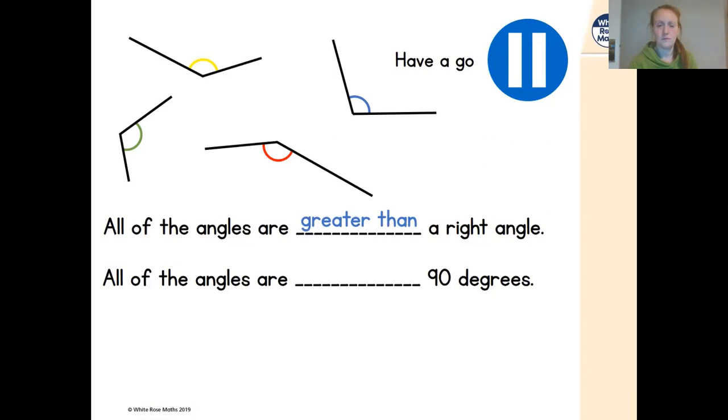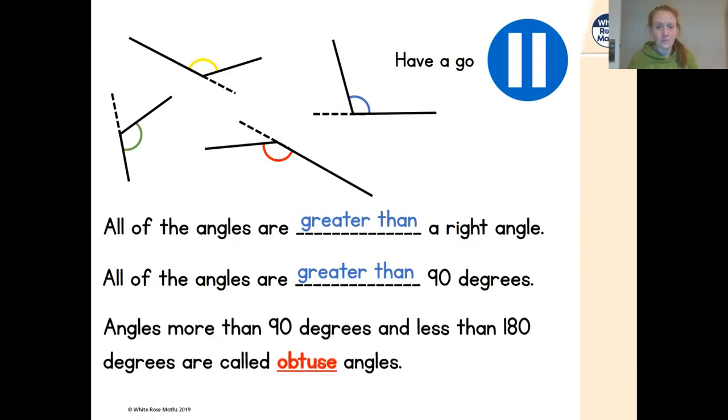So that means all of these angles could be greater than, bigger than, and so on, 90 degrees. So these angles are called obtuse angles, because we can see that they're more than 90, but they're less than 180. And the dotted lines show the 180 degrees, which remember is half a turn. So they're between a right angle, 90 degrees, and half a turn, 180 degrees. So they're called obtuse angles.